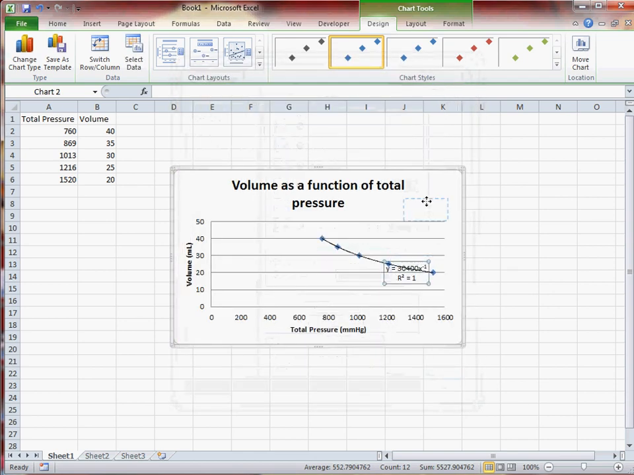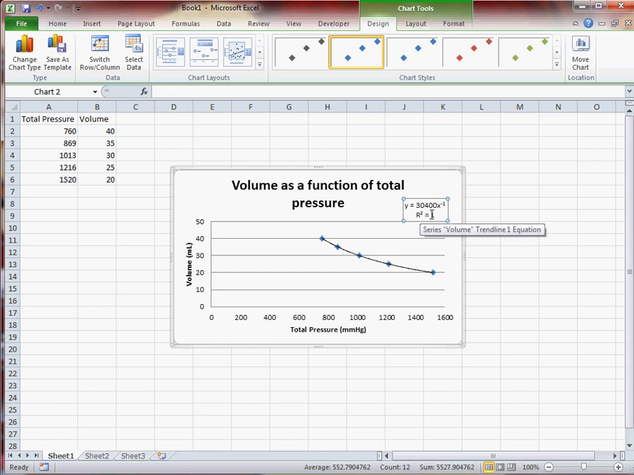So here's our equation. Y equals 30,400 x to the -1, so that's over x basically, right? And then it has this R squared. The R squared is called a correlation coefficient. I know, that's fun to say, right? Correlation coefficient. You can make a song out of it. Correlation coefficient. Okay, maybe not.